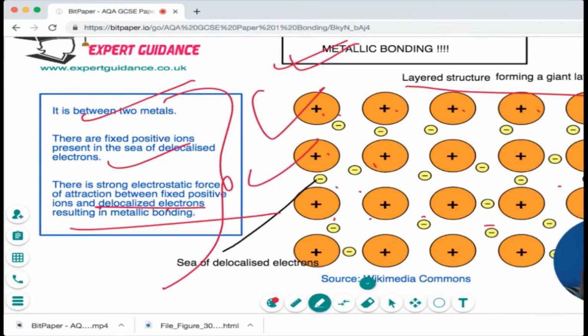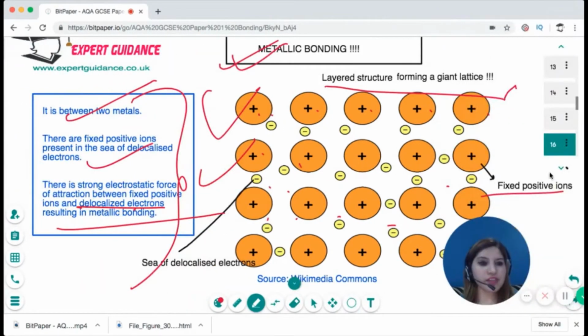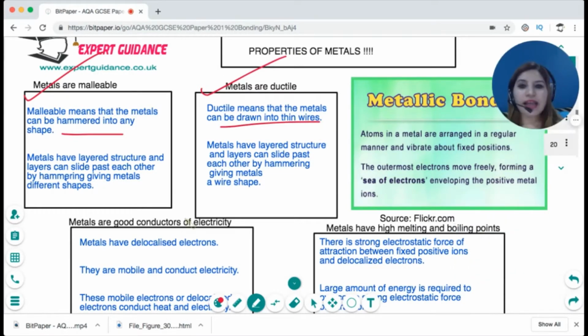Fixed positive ions and delocalized electrons give metals a lot of properties. So what are the properties? Metals are malleable. What is the meaning of malleable? They can be hammered into any shape. Metals are ductile, which means they can be drawn into wires. They are good conductors of electricity, and they have high melting and boiling points.